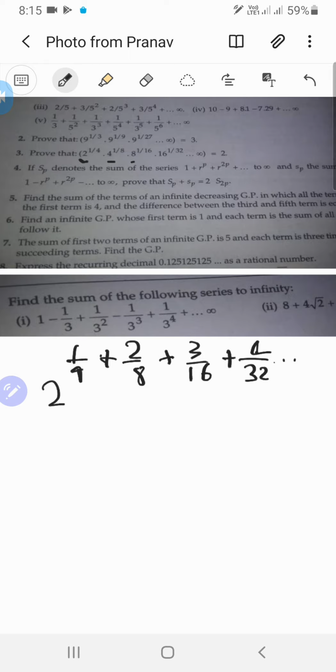What are we even supposed to be doing with this? I mean, this is not a good series at all. This is just n upon 2 to the n plus 1 power, something like that. And we want to prove that this is going to be equal to 2. So for that we have to prove that this is going to get to 1.